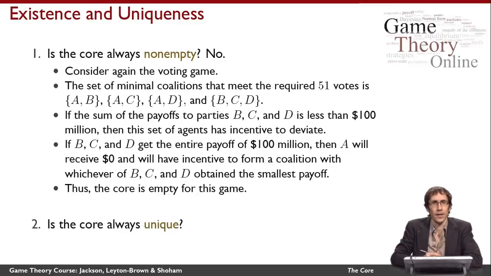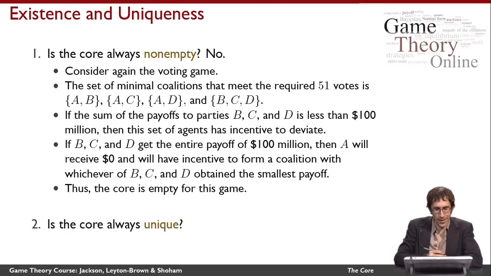Well, first of all, is the core always non-empty? The answer here, unfortunately, is no. So there are some games in which there aren't any stable payments that can be allocated to the agents. And we can see this already in the voting game. The set of minimal coalitions that are able to pass the legislation are AB, AC, AD, and BCD. All of these subsets of the agents have enough votes to pass the legislation. Now we can, just looking at these sets, reason that there isn't any way of dividing the payments that would be stable for all subcoalitions.